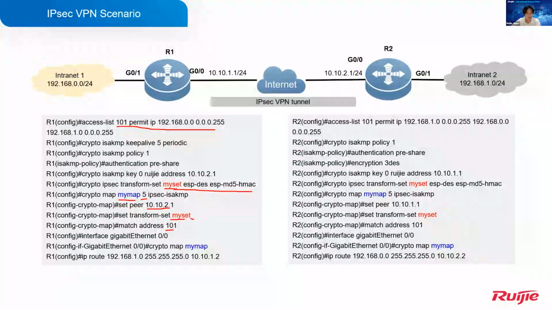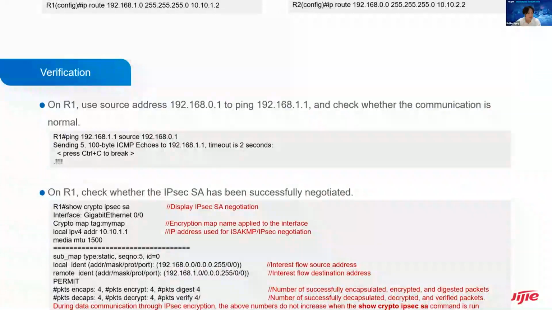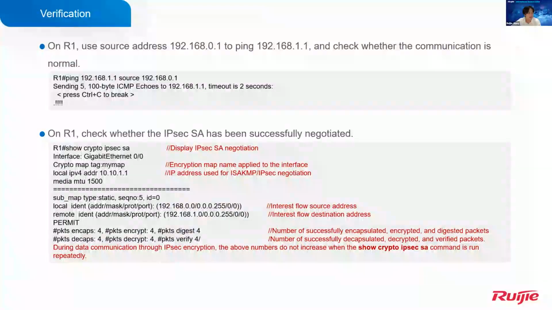And for the R2, it's also the same. This one we have a transform set and it is the same thing, and map it to the router 1 private address, something like that. And finally, after its configuration is completed, you can ping to the other site, and it will have a little bit of timeout because we first need to negotiate the SA, and then it will be able to ping packets.